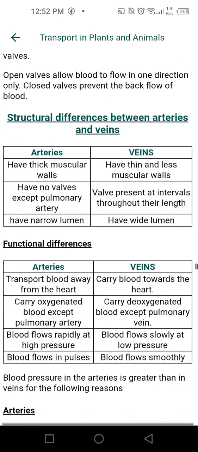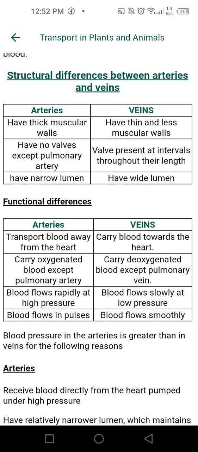Structural differences between arteries and veins. Arteries have thick muscular walls; veins have thin and less muscular walls. Arteries have no valves except the pulmonary artery valve; veins have valves present at intervals throughout their length. Arteries have narrow lumen; veins have wide lumen.